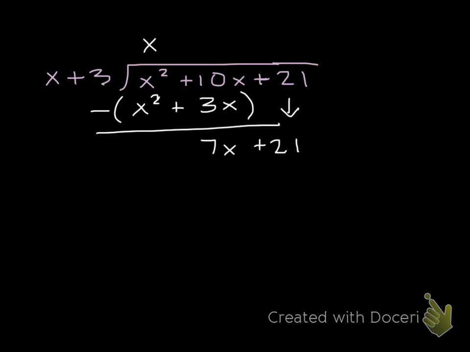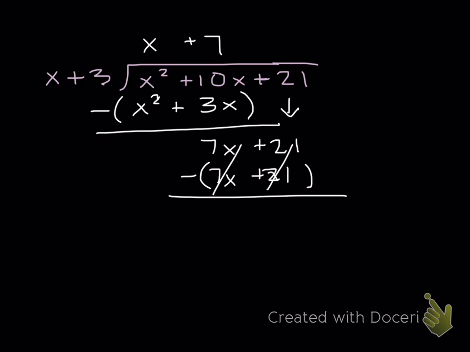And x times what gives us 7x, and that would be a positive 7. And again, once I pick that, I distribute it. So 7 times x is 7x. 7 times 3 is 21. And again, I'm subtracting this entire quantity. So these are all going to cancel, and I'm left with 0, which means there's no remainder. So this problem divided easily. So that's a very easy basic one.